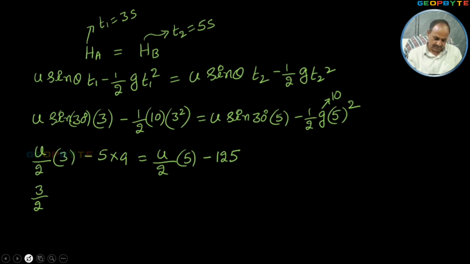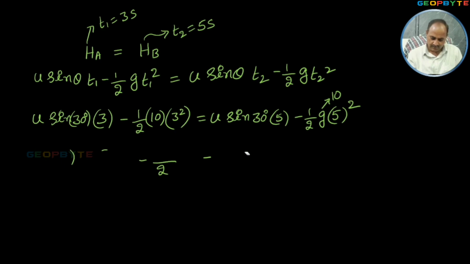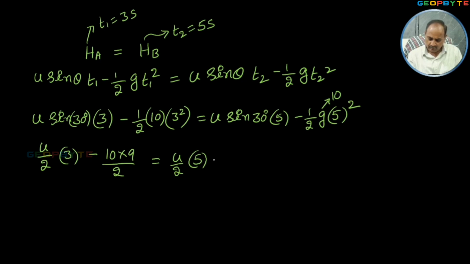Otherwise, you can do one thing. Here it can be written as u by 2 into 3 minus 10 into 9 by 2 is equal to u by 2 into 5 minus 10 into 25 by 2, that is 250 by 2. Now the 2 can be cancelled. Now it becomes 3u minus 90 is equal to 5u minus 250.